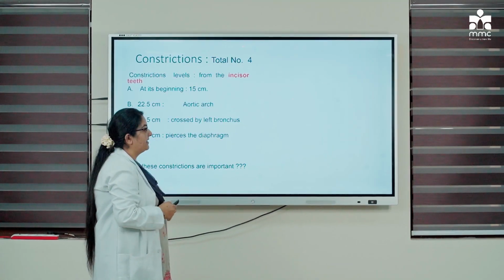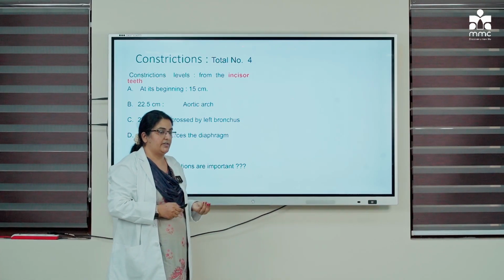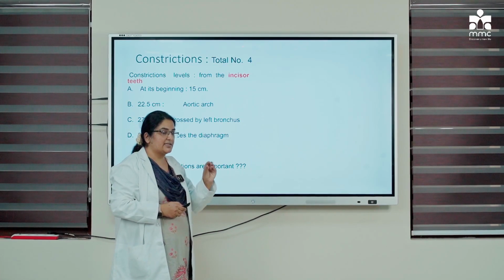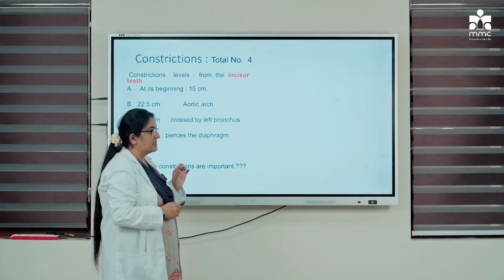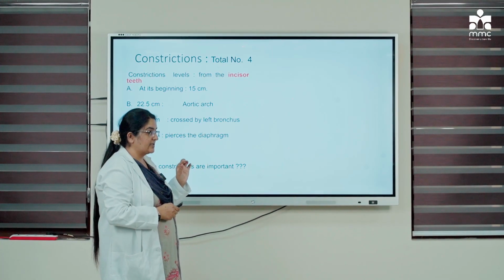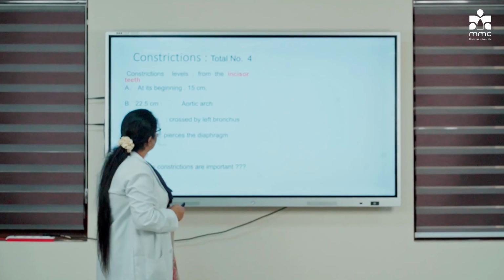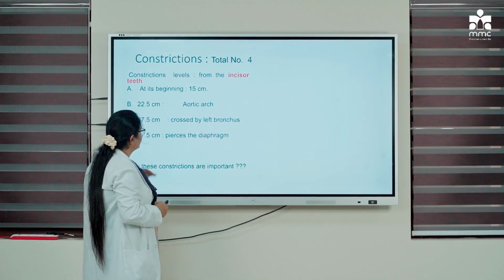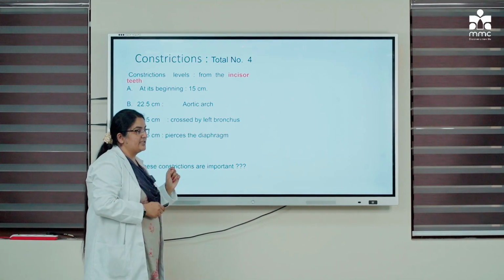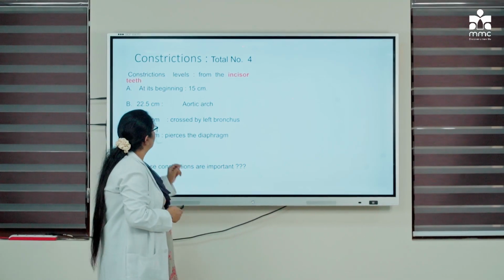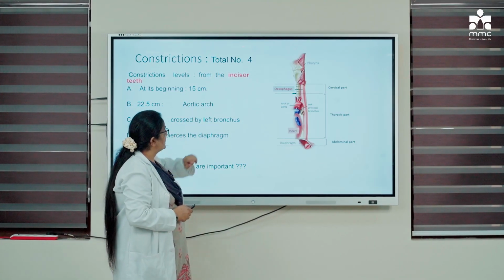Okay. Apart from that, there are constrictions in the esophagus, meaning there are some parts of the esophagus where it is narrow. So where are those constrictions? One thing is there, these constrictions we have to measure from your central incisor teeth. These distances are important. First constriction which we can see is at the beginning. That means it is formed by your cricopharyngeus muscle, which is at 15 centimeter from your incisor teeth.